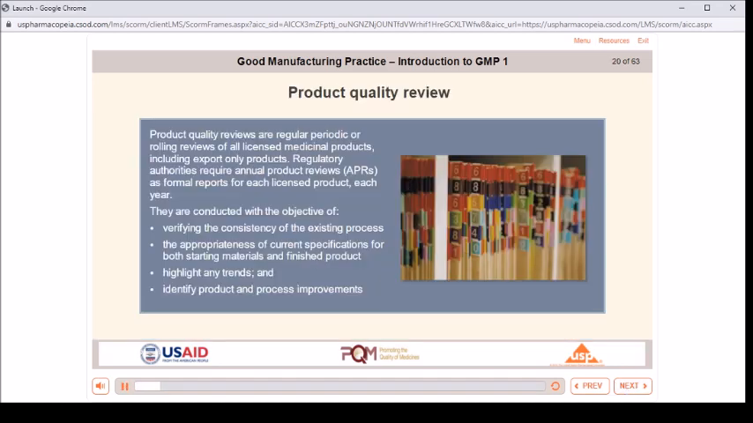Product quality review. Product quality reviews are regular, periodic, or rolling reviews of all licensed medicinal products, including export-only products. Regulatory authorities require annual product reviews, APRs, as formal reports for each licensed product each year. They are conducted with the objective of verifying the consistency of the existing process, the appropriateness of current specifications for both starting materials and finished product, highlighting any trends, and identify product and process improvements.